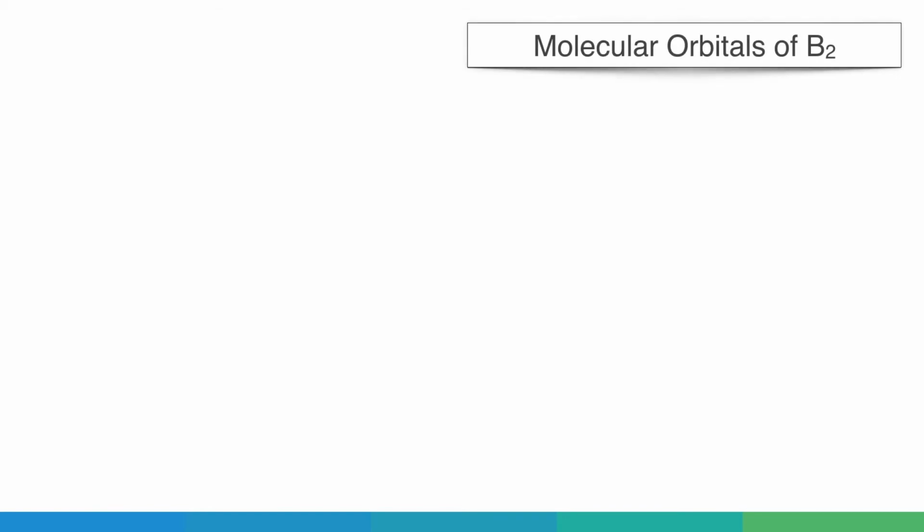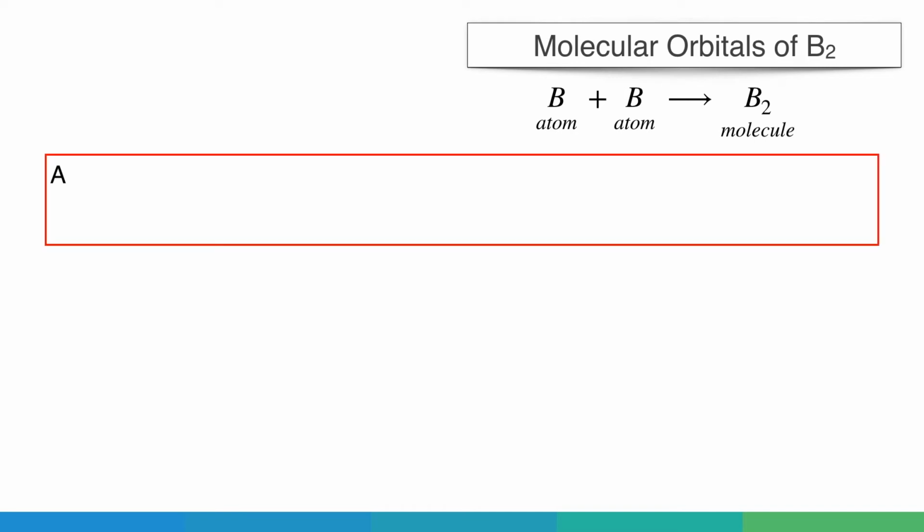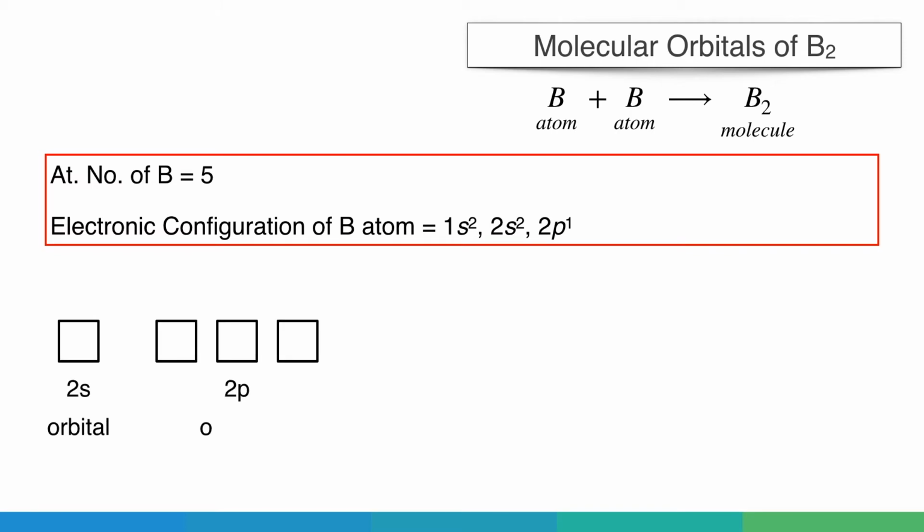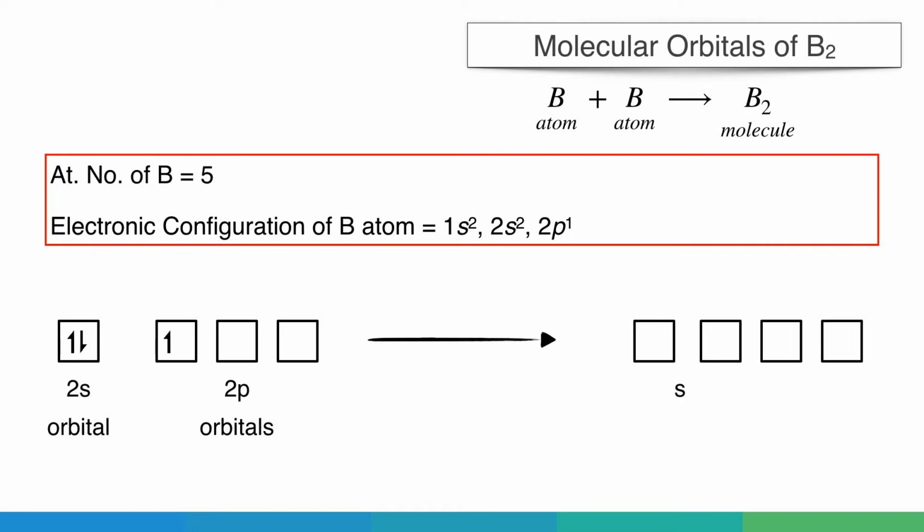Now let's try to make the molecular orbital diagram of boron with this concept of mixing of orbitals. In case of boron, there are 5 electrons with electronic configuration 1s2, 2s2, 2p1. So the 2s orbital and 2p orbital, being almost the same energy, can be mixed or hybridized to create 3 sp2 hybrid orbitals of the same energy with a single electron in each, while one p orbital remains empty.